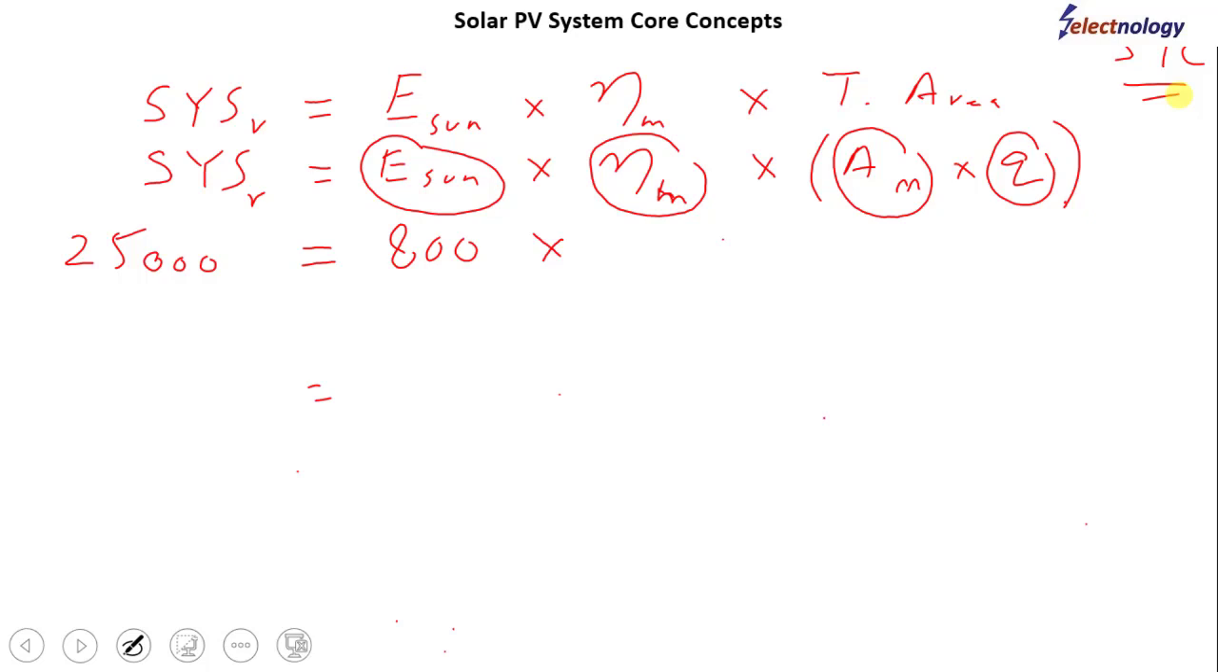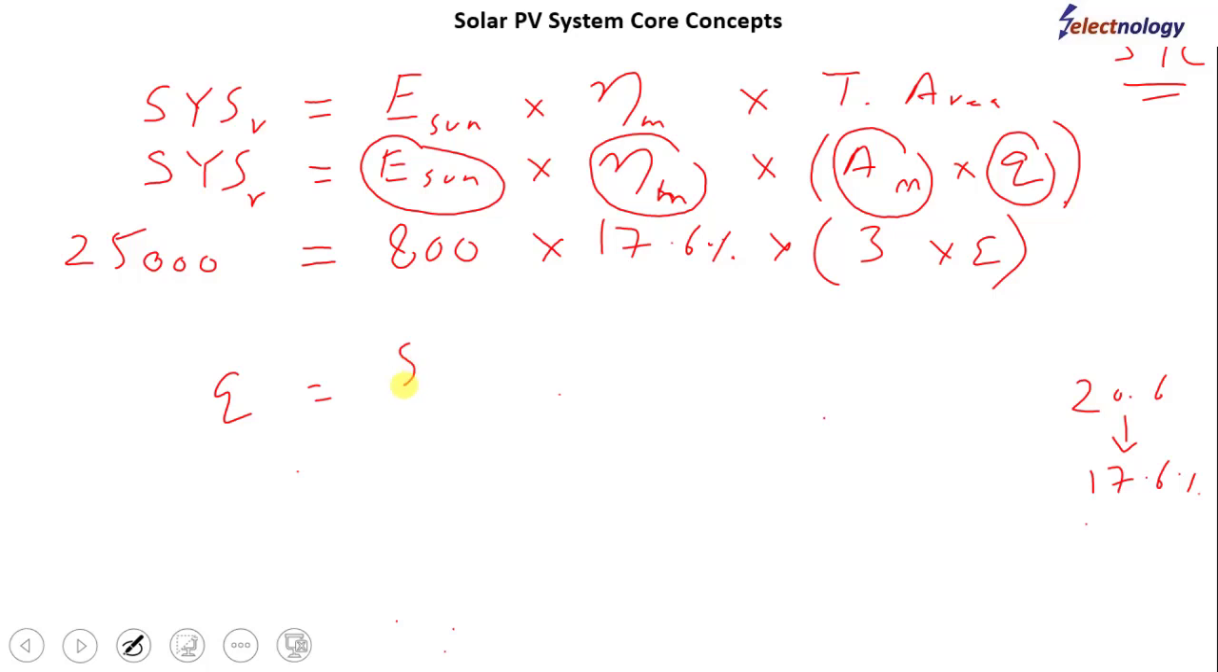But at this moment, let's say the efficiency decreases by, let's say, 3%. So that means 20.6 shall become 17.6%. For a moment, assume, due to the increase in temperature or during summer season, the efficiency of the PV module decreases and this will become 17.6%. Area of the module remains same, which is 3 meters square, and quantity we need to find out. So once we solve this equation, Q becomes 59 approximately.